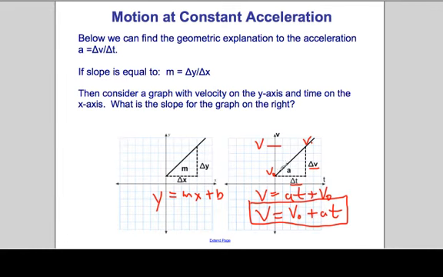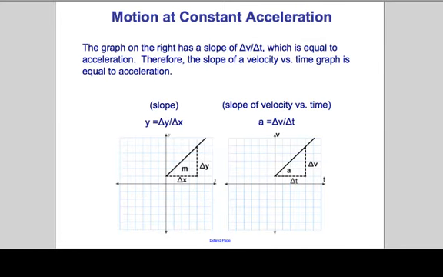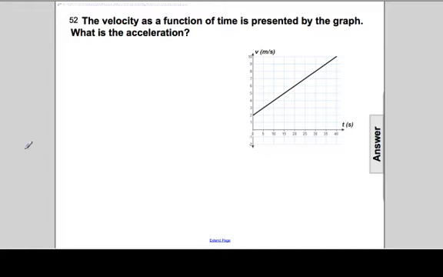Not only do graphs give us equations, but graphs have incredible amounts of information hidden in them that we'll address within this course. So these graphs are storytellers. Once again, as we stated in the previous slide, the slope is the rise over the run, and the slope of the velocity time graph is the acceleration. And from that we can get tremendous information, so we can interpret this. The question is, the velocity as a function of time is presented by the graph. What is the acceleration?